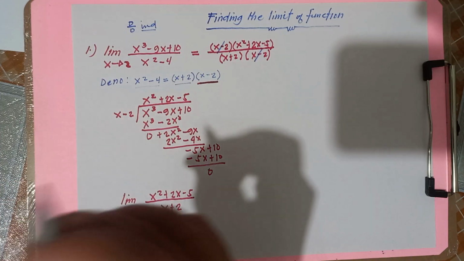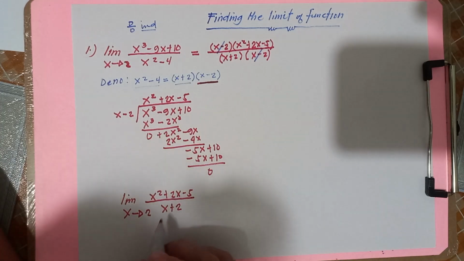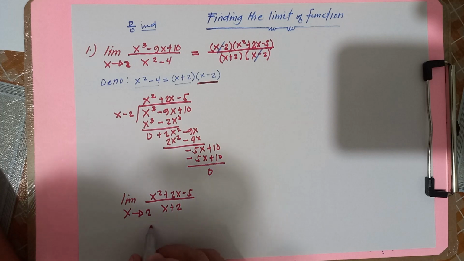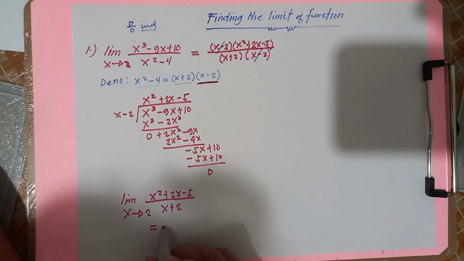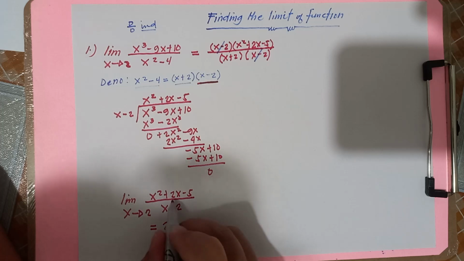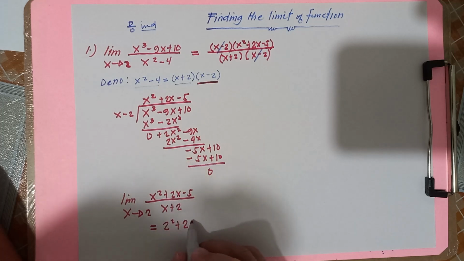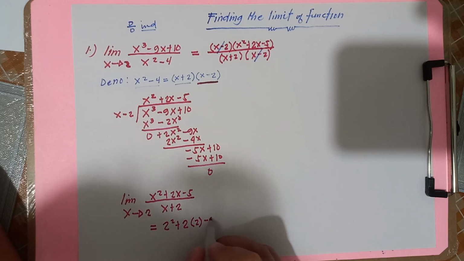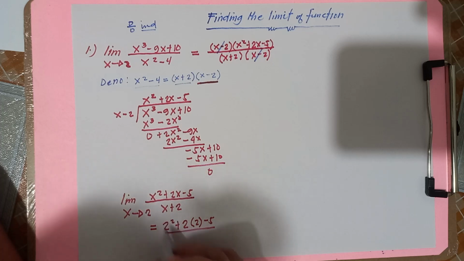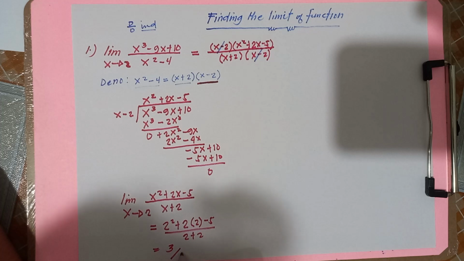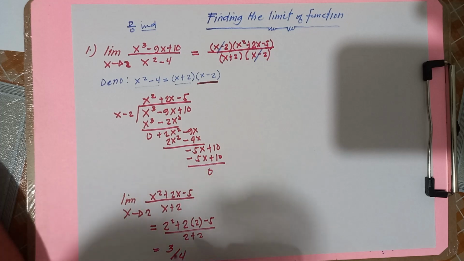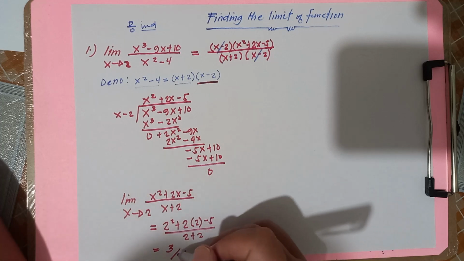And so with that, we can now use direct substitution, or we can simplify or substitute. So that is the same as replacing it in there. That is 2 raised to 2 plus 2 multiplied by x, which is 2, minus 5, over 2 plus 2. And so it will give you a result of what? That is 4, 8 minus 5. We have now 3 over 4. And so with that, the limit of the problem is 3 over 4.